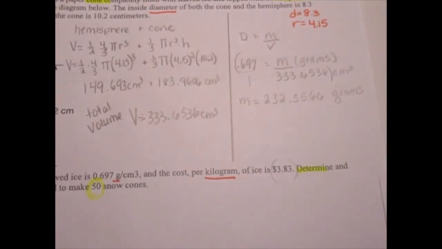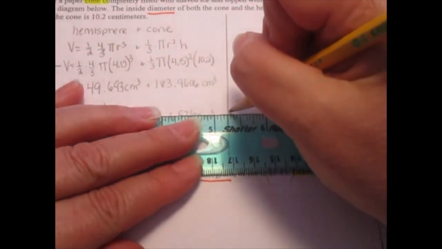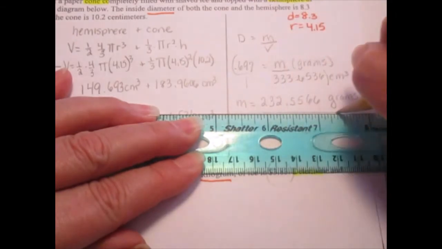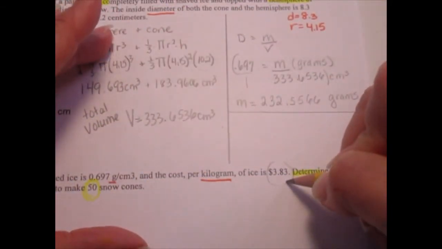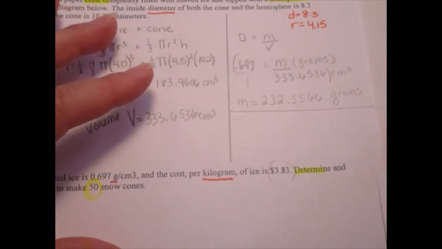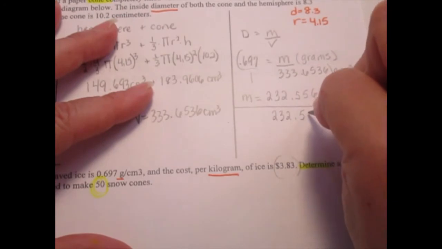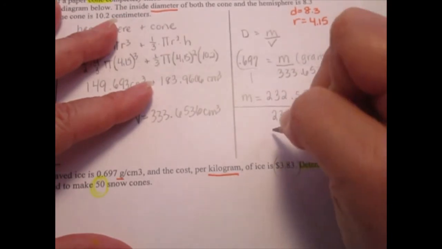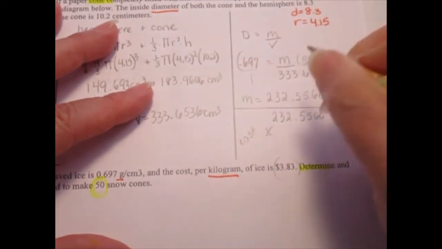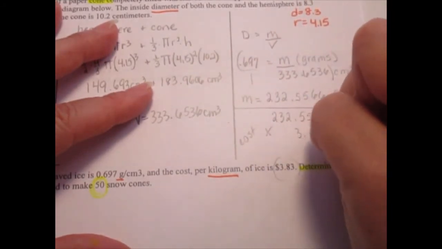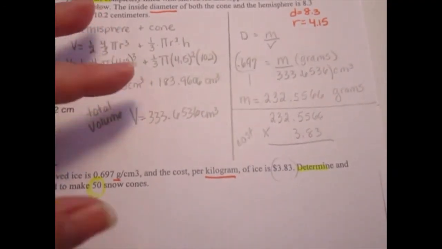So that's the first part, or should say the next part. Okay, so now we've worked the density. The problem goes on and tells us about the cost per kilogram and 50 snow cones. So I'm going to take this mass and I am going to multiply by the cost, which is 3.83. Okay, into the calculator I go.